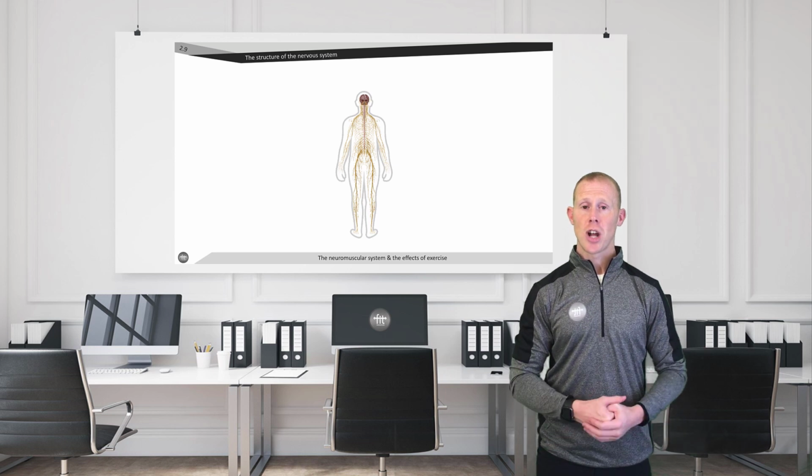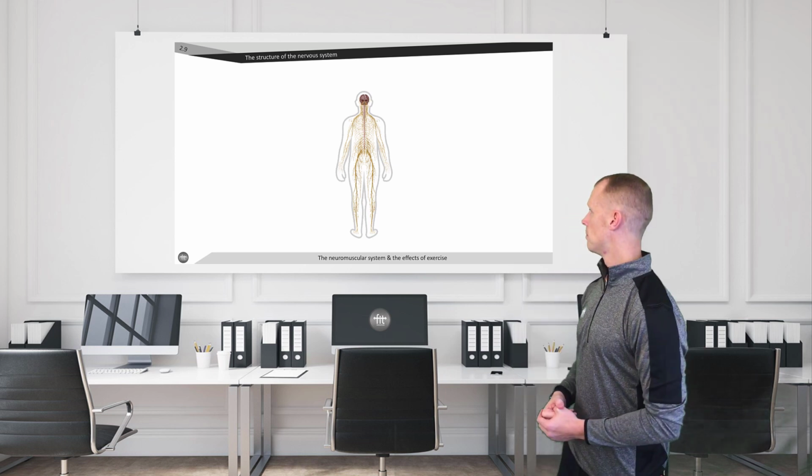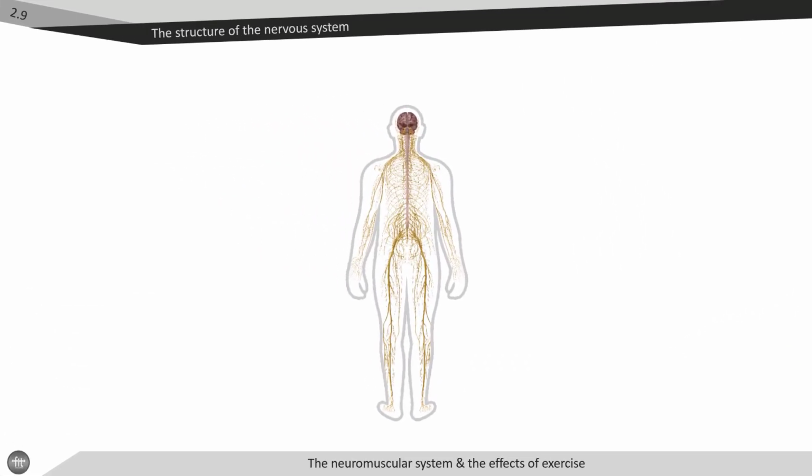So let's have a look at the structure of the nervous system. The nervous system is responsible for all internal communication and coordination. Its primary role is to maintain a constant balance of the internal environment, known as homeostasis. It achieves this with the help of the brain and a complex network of electrical nerves and chemical messages that run throughout the body.